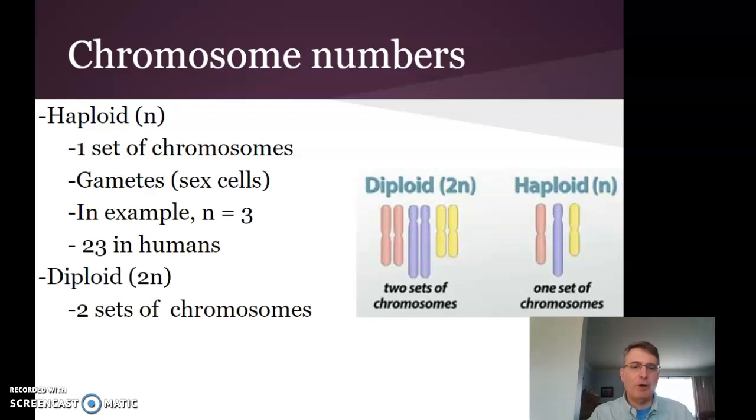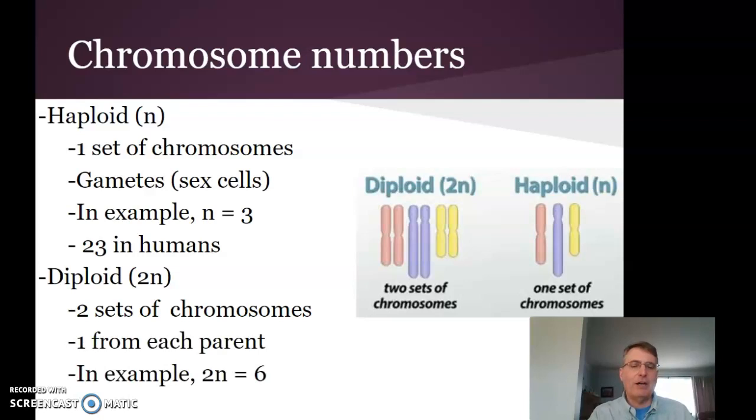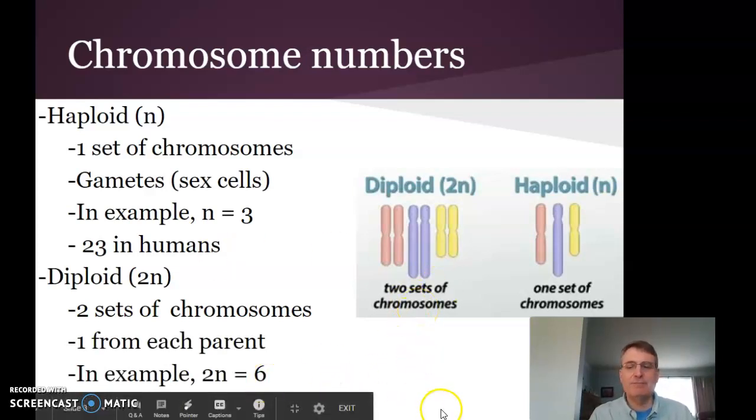So those two sperm and eggs combine, one from each parent, and then we'll end up with the right number, 46 in humans.